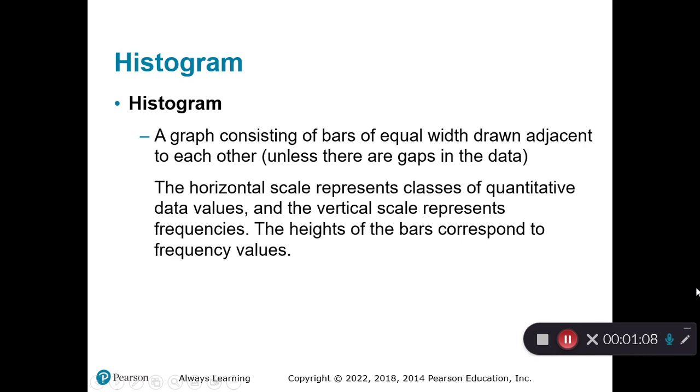In a histogram, the horizontal scale, which is on the x-axis, will represent our classes, and then the vertical scale, which is our y-axis, will represent those frequencies or those counts.